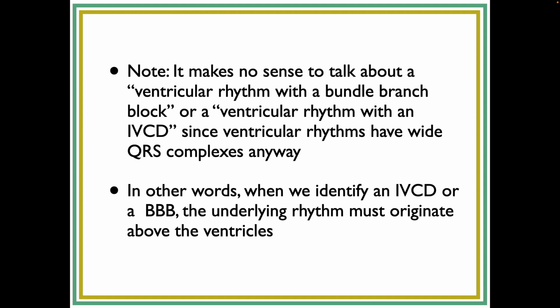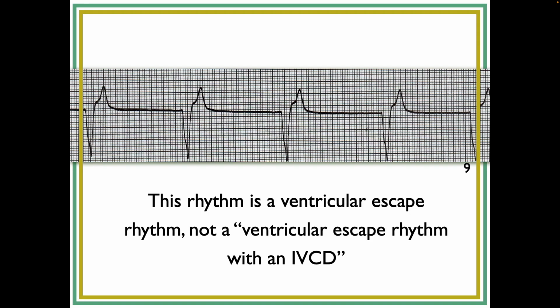because the ventricular rhythms have wide QRSs because they're ventricular rhythms. Okay, so for example, this is a ventricular rhythm, and if I ask you what this is, the answer is ventricular escape. It is not ventricular escape with an IVCD. The reason that this QRS is wide is because it's a ventricular escape rhythm. It only makes sense to use the terminology of IVCD when you have a supraventricular rhythm. Does that make sense? Next week we'll practice a lot, and I suspect that mistake may come up, and we'll go through it again.